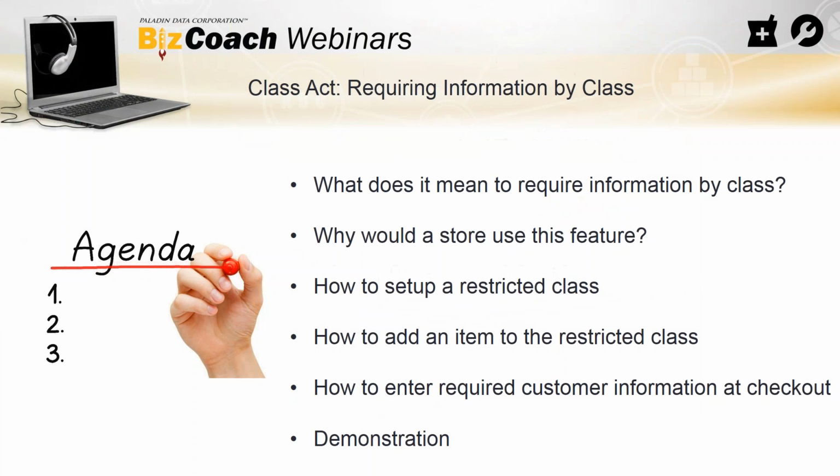So a little agenda here. What does it mean to require information by class? What is this feature? Why would we use it? And if you're part of our hardware market logging in, you may be wondering, how is this feature applicable in my life? So we might talk about that a little bit here. Want to go over how to set it up, of course, how to add an item, how to designate an item as that restricted class, how to enter the required customer information at checkout. There's a screen that pops up, and there's a few different ways that we can do that, so we'll talk about that. And then I'll hop over to Paladin and quickly show everyone exactly what I'm talking about, make sure that we're all on the same page and I'm coming through clear.